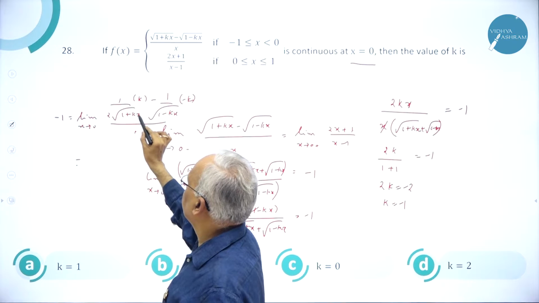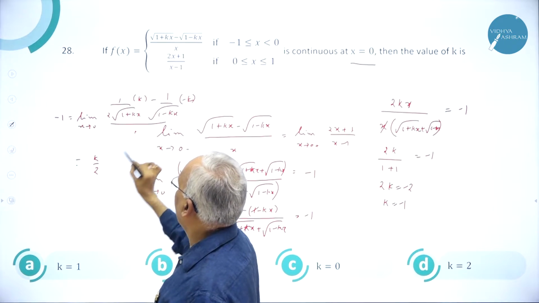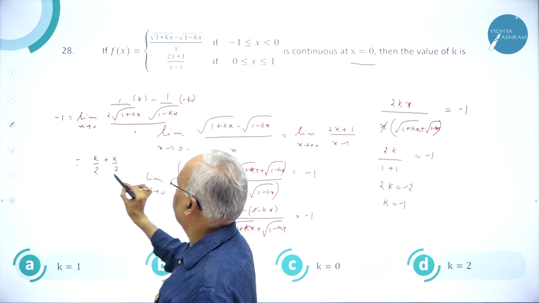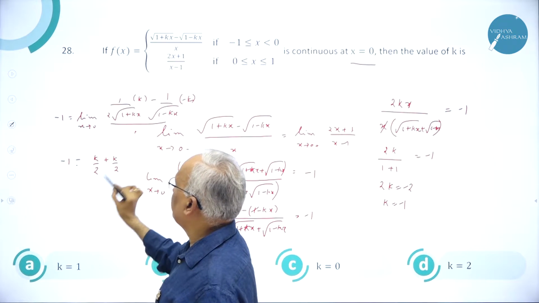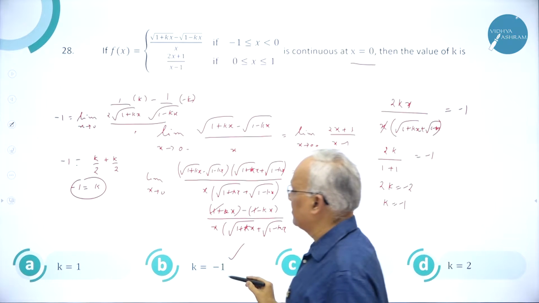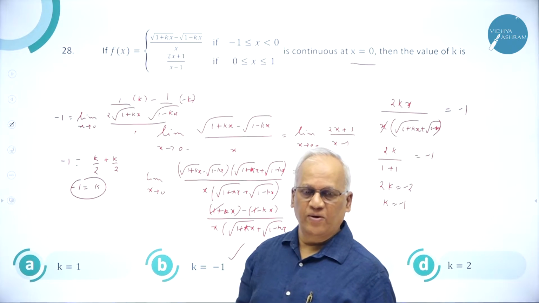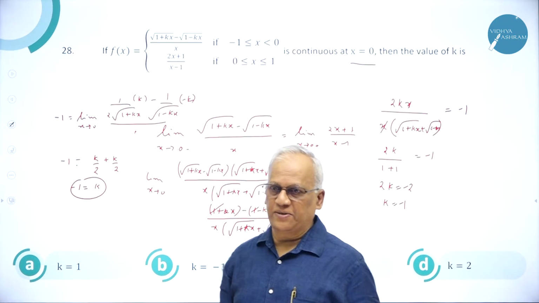You just put x equal to 0, k by 2, so k by 2 it is. Here minus of minus plus k divided by 2 equal to minus 1. K by 2 plus k by 2 is k equal to minus 1. So very easily you can get this answer. This is a waste of time. So you can apply L'Hospital's rule. Okay? So we go to the next question.